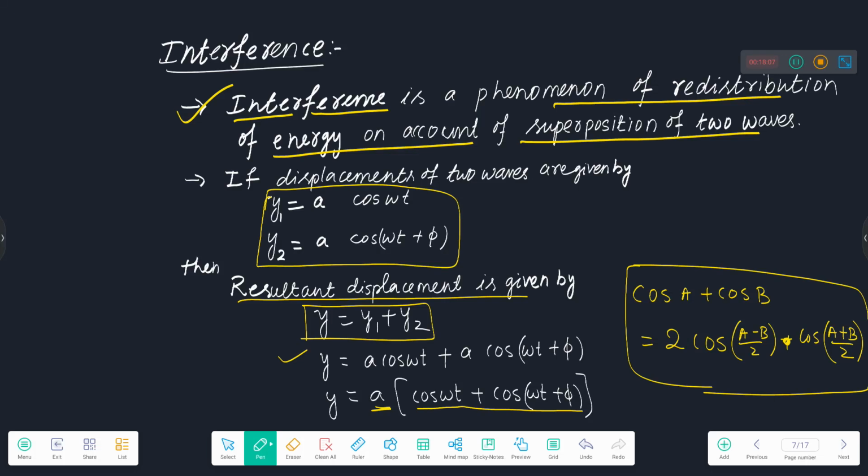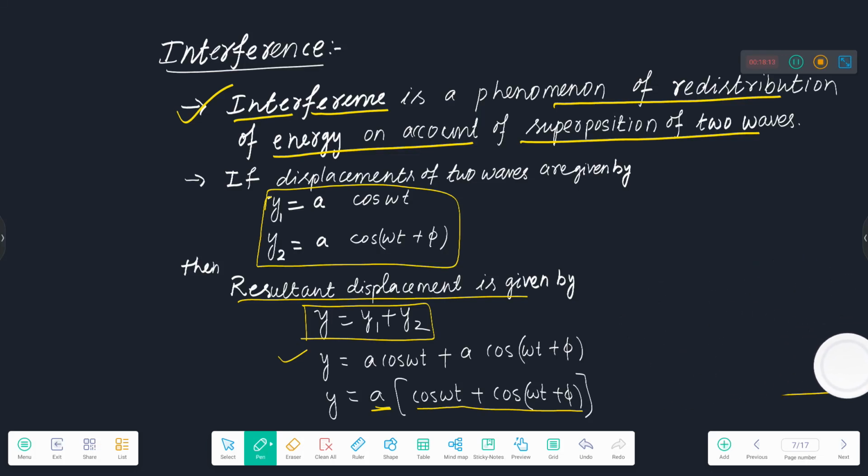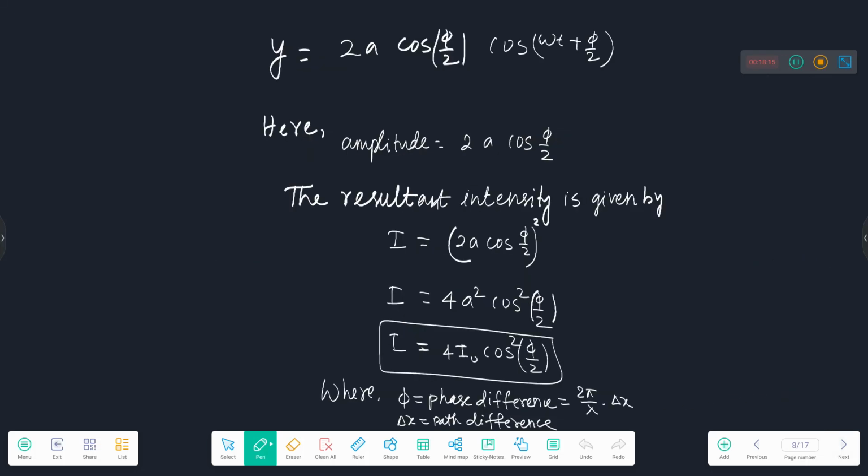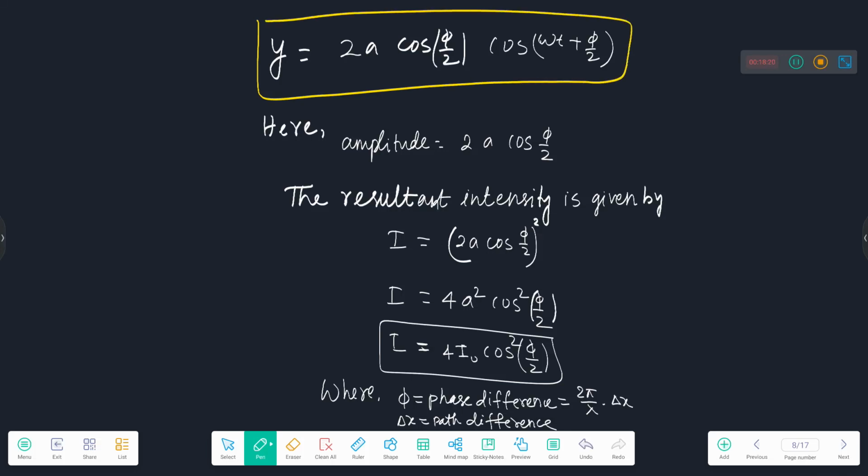The cos A plus cos B formula is what? 2 cos (A minus B)/2 cos (A plus B)/2. If you substitute that formula, what will I get here? The resultant displacement Y equals 2A cos(phi/2). This bracketed term 2A cos(phi/2) is called the amplitude, and the resultant intensity is nothing but the amplitude squared. So the resultant intensity is I equal to 4 I naught cos squared(phi/2).